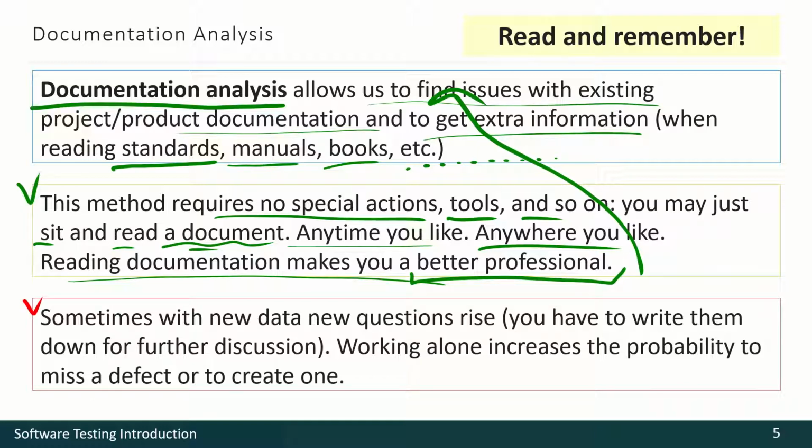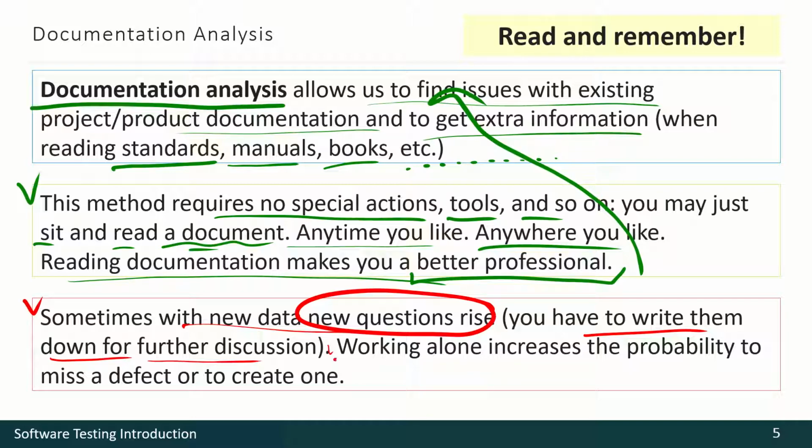But that new data raises new questions. So we have to write them down for further discussion, and sometimes we have to look for the answers ourselves. Of course, new questions are good, but new questions require more time to find the answers for. And so that's the disadvantage here: time consumption.